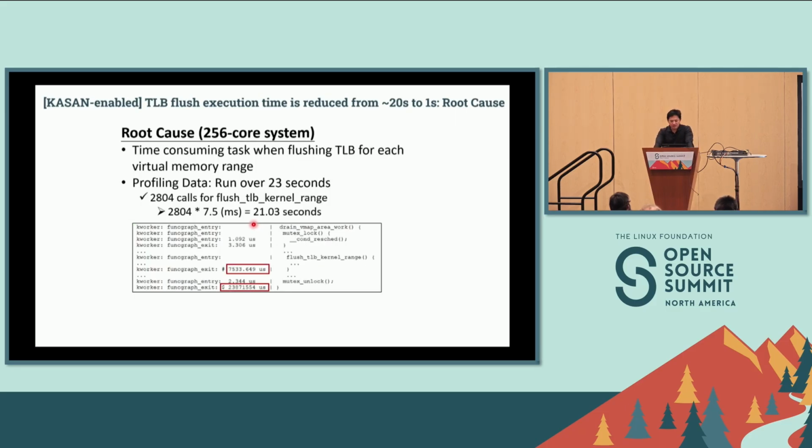So let's check out the profiling data. By using ftrace, we found over 2,800 calls for TLB flush triggered by KASAN, and each of them takes about 7.5 milliseconds to finish. Multiply this, and it spends 21 seconds to finish the TLB flush operations. So again, this is why the kernel complains about a soft lockup issue.